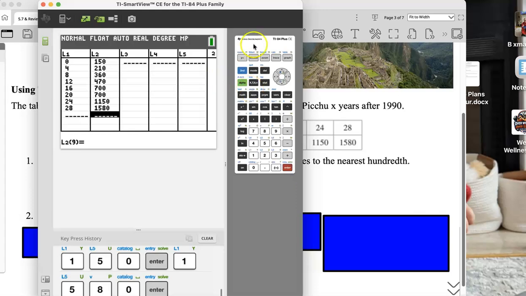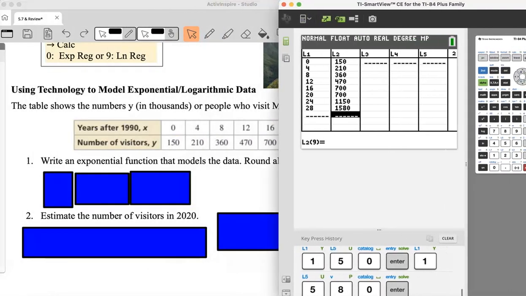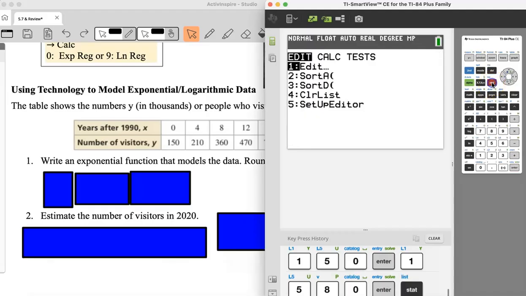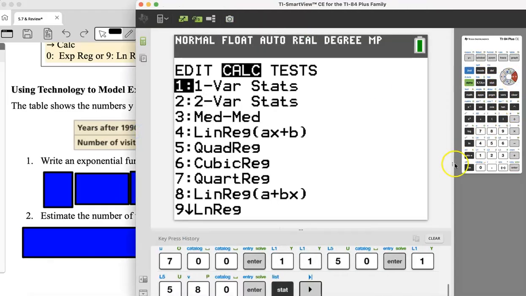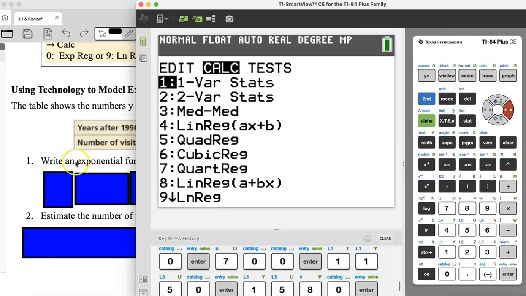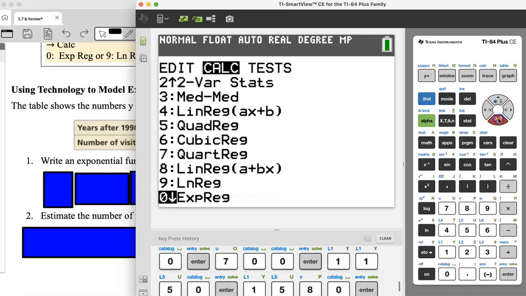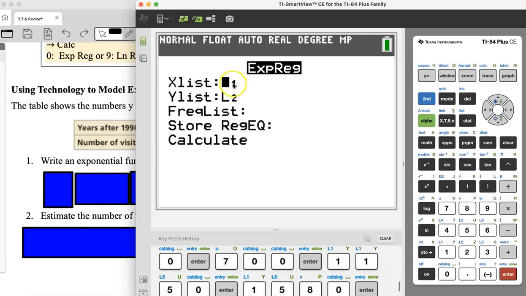Alright, so once you've got your table typed into Stat, we are going to press the Stat button again. Tab to the right to calculate, and then since number 1 says write an exponential function, you are going to go all the way down to 0, ExpReg, and click Enter. Make sure it says L1 and L2 for pulling your lists.